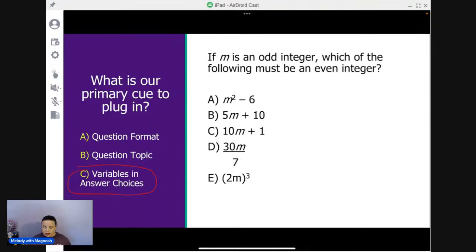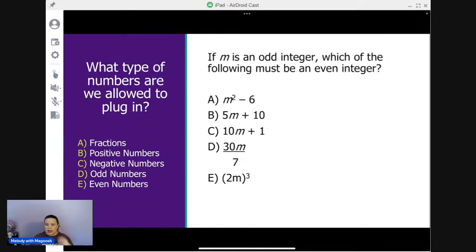So we need to pick out a smart number. And before we do that, what does the problem say? This time, we do have a direct stated restriction. It says that m is an odd integer. So to be successful, we must pick an odd integer. Otherwise, if we pick an even number, we can't trust the answer. We might get an answer, but it won't be the answer to this question. We have to honor what the question says.